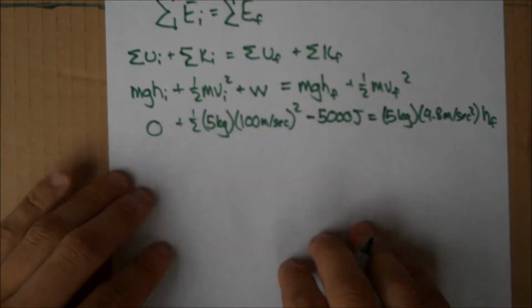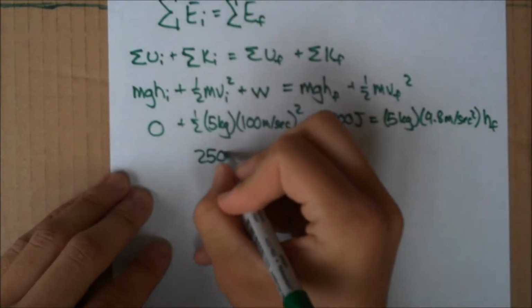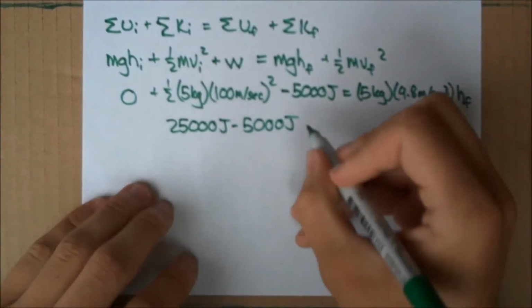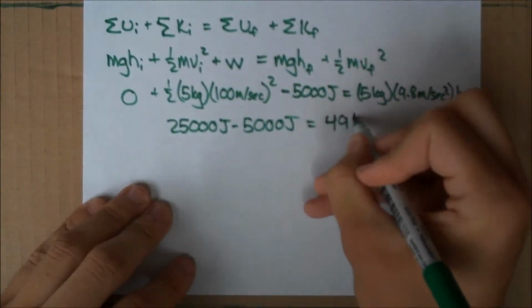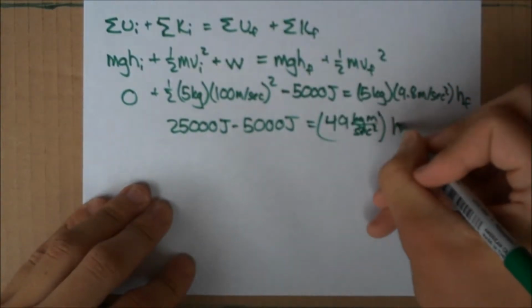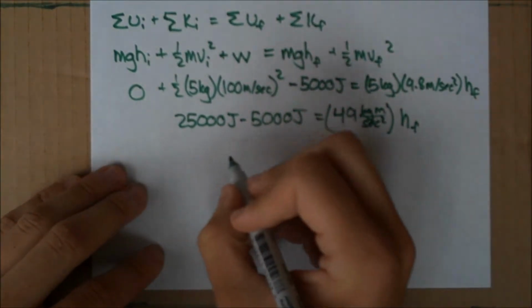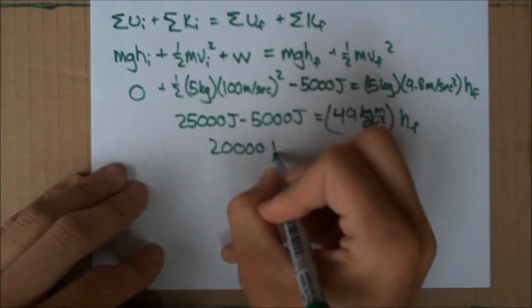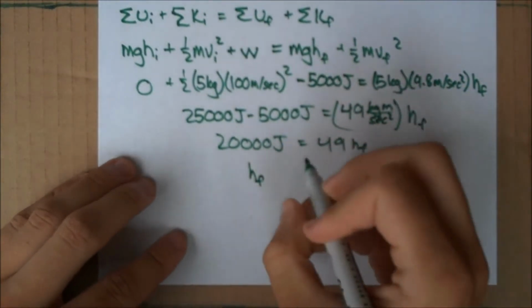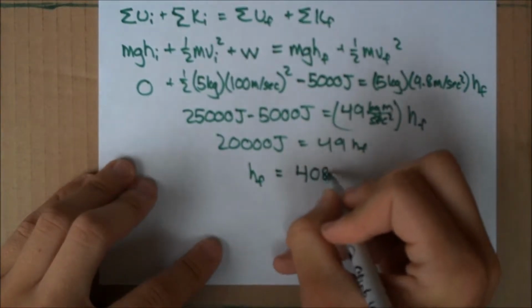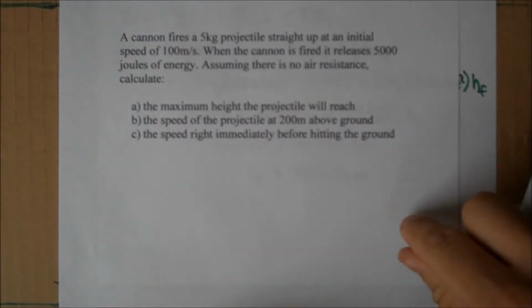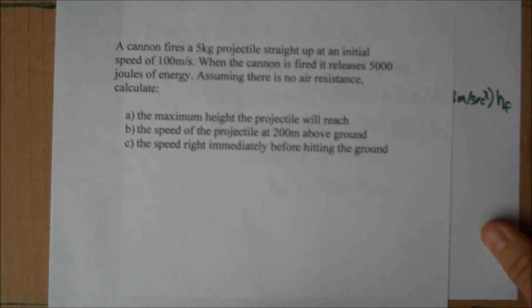If we simplify this down, we get 25,000 joules minus 5,000 joules equal to 49 kilograms meters per second squared times the final height. So 20,000 joules equals 49 times the final height, and the final height is equal to 408.16 meters. So that's part A. Now part B is asking for the speed of the projectile at 200 meters.